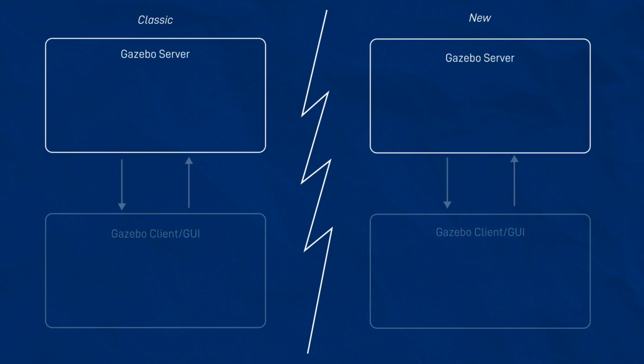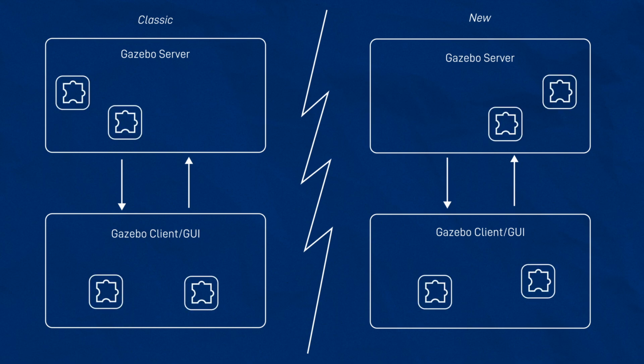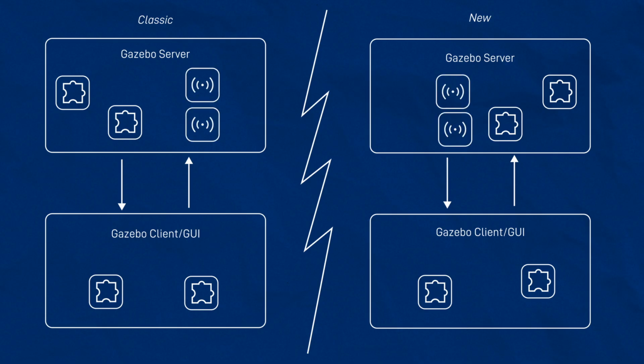Probably the biggest thing to understand is how the way we get information in and out of Gazebo has changed. In both versions, Gazebo has two parts, a server and a client or GUI, that we usually run together and they can talk to each other. Both versions have plugins that can extend the functionality of the server or the GUI. Both versions have the concept of sensors that are attached to the robot. But here's where things get a bit different.